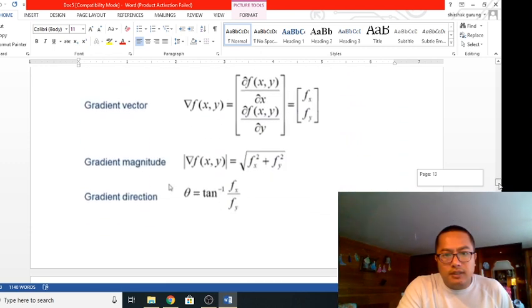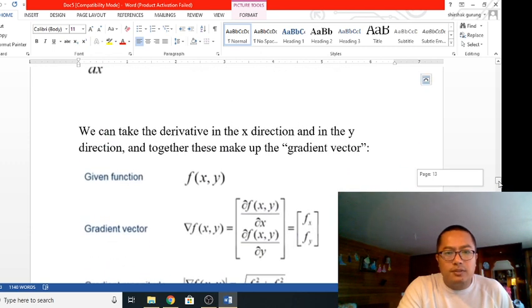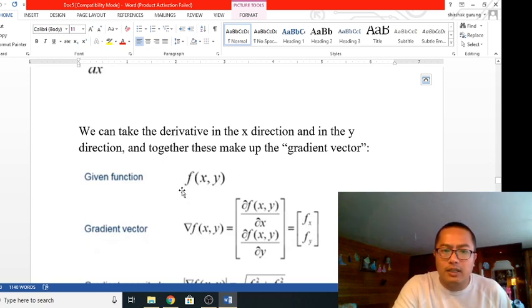Fine. Then here you go again. These are the formulas. So for a function f of x, y, this is our image f of x, y. If you want to take the gradient, the gradient symbol is the inverse of delta, because delta would be the rate of change in the x direction. The gradient is obviously the reverse delta, so this is the sign for gradient.